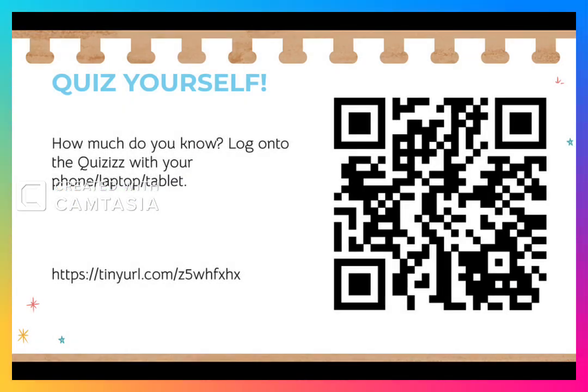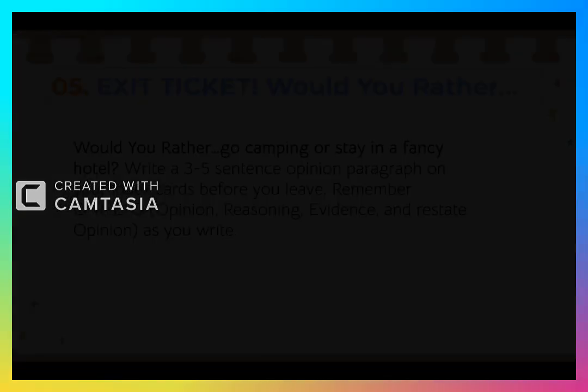And then at the end of the class period, after the lesson is over, they're able to quiz themselves. This QR code leads to a quiz, and there's about 10 questions on that one.